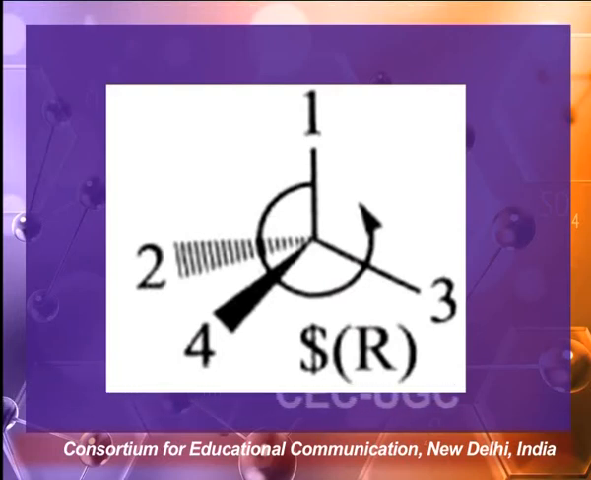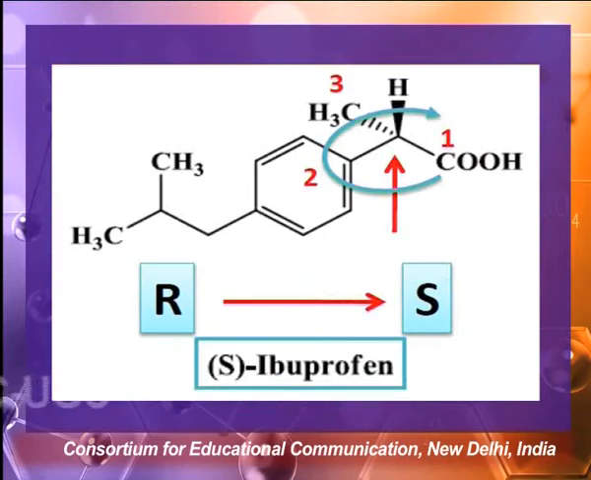So what will we do? We will flip the configuration. That means S will become R, and if it is R, it will become S. Now here I have taken another example, that is of ibuprofen, that you know is an analgesic.